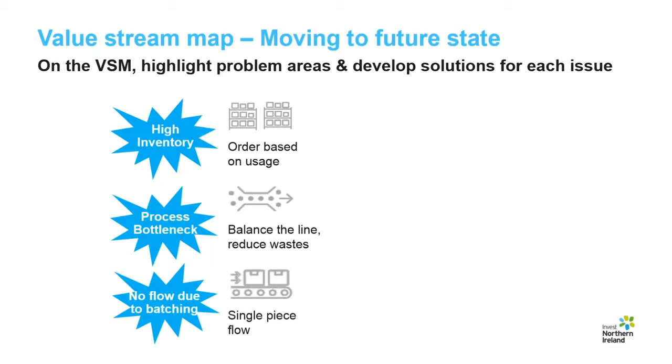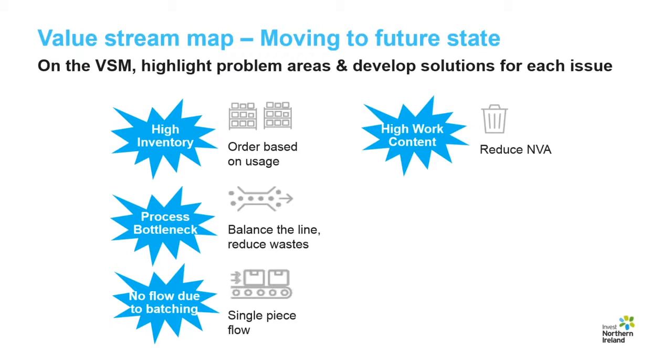If there's no flow or poor flow due to batching, combine operations to achieve flow or reduce the batch size, aiming for single piece flow where possible. For process steps with a high work content, remove non-value adding activities to achieve the target. For more information on how to do this, watch the Invest NI training video on identifying improvement opportunities using a waste walk.